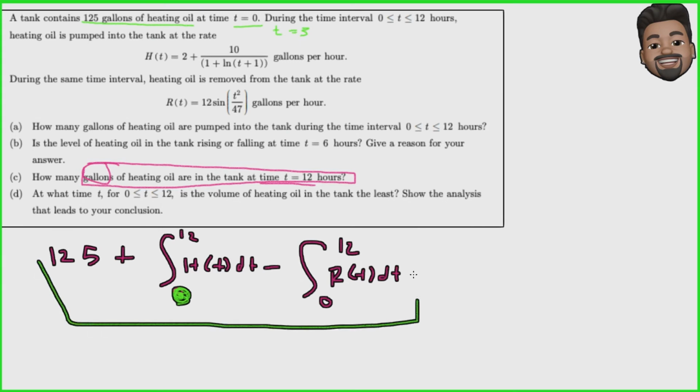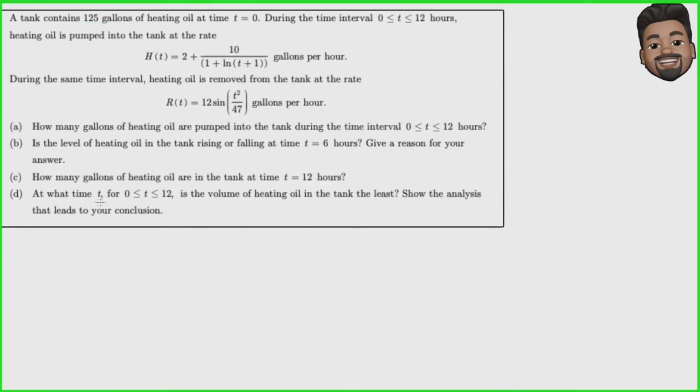Hopefully you guys enjoyed. We'll talk about part D very briefly. Part D: at what time T from 0 to 12 is the volume of the heating oil in the tank the least? Show the analysis that led to your conclusion. This is obviously asking about absolute minimum. And there's really just two things we want to check, right?